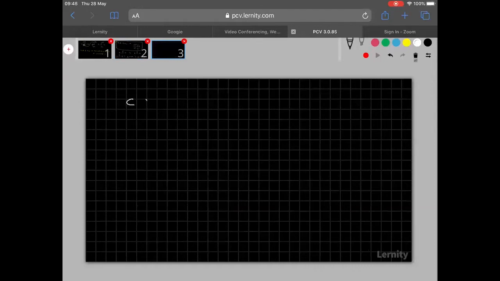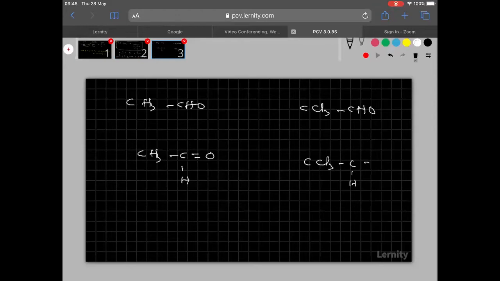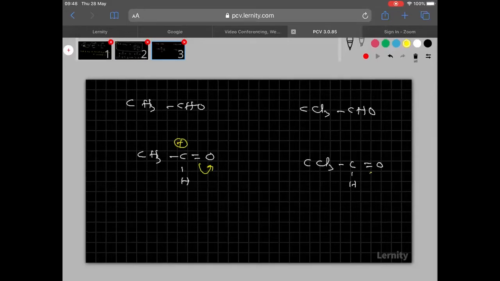Now here let me take two compounds. One is CH3CHO, the other one is CCl3CHO. I want to know which of these two has the more rate towards nucleophilic addition. So see clearly, everyone, CH3CHO I am writing in this way, and similarly CCl3CHO I am writing in this way. Here the pi bond will shift towards oxygen, and carbon gets positive charge. The same thing happens here. But you see here a plus I group is there.